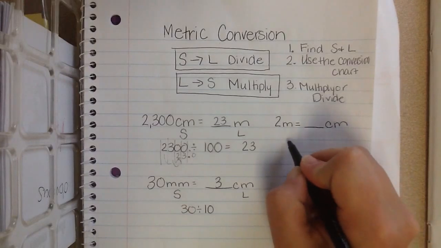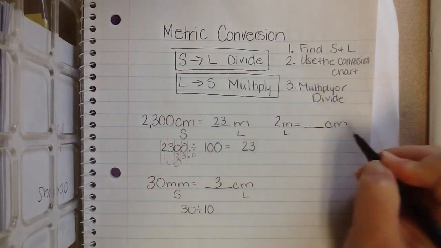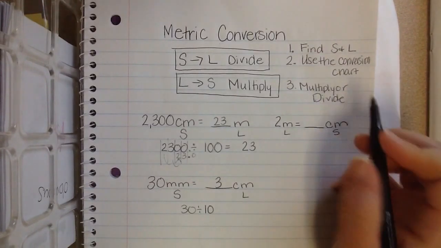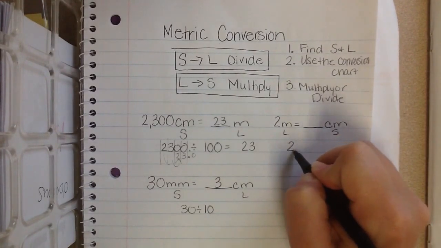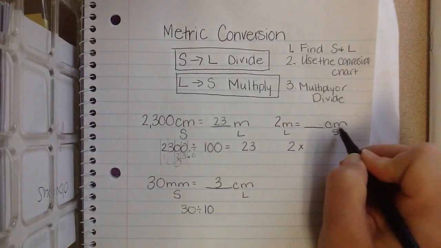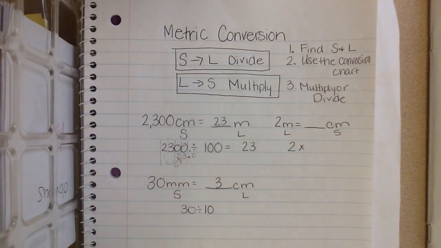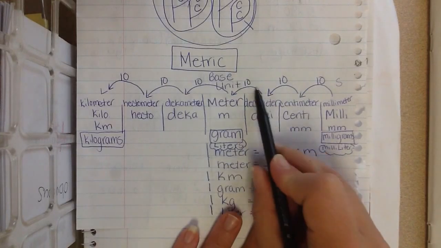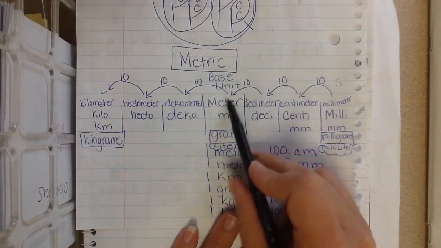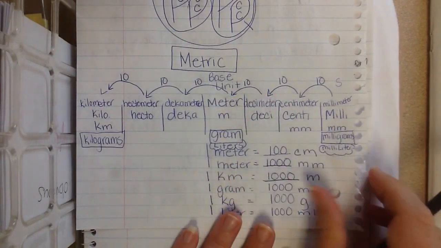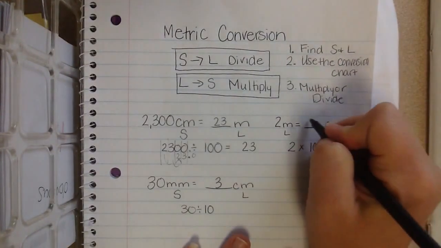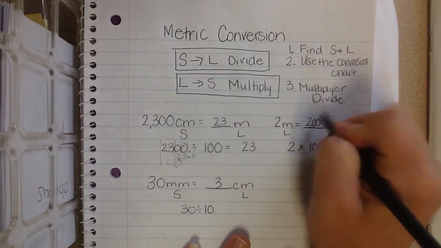Okay, you were correct if you labeled meters as larger, centimeters as smaller. Larger to smaller, we multiply. So what am I going to multiply by? How many centimeters are inside of a meter? Let's see if you found the right measurement. There's 2 powers of 10, 2 moves. 10 times 10 is 100. There are 100 inside. 2 times 100 is 200.